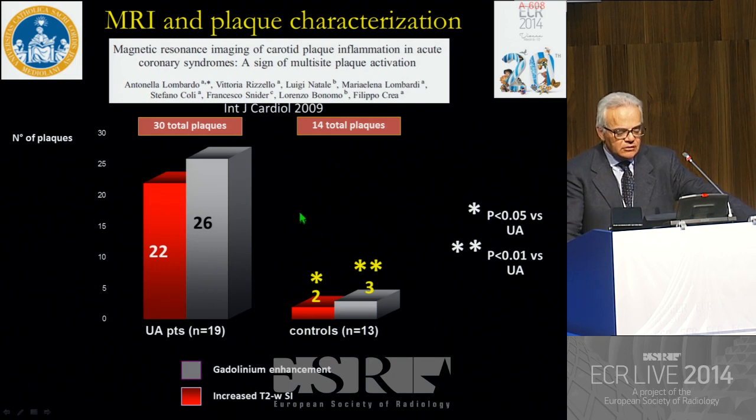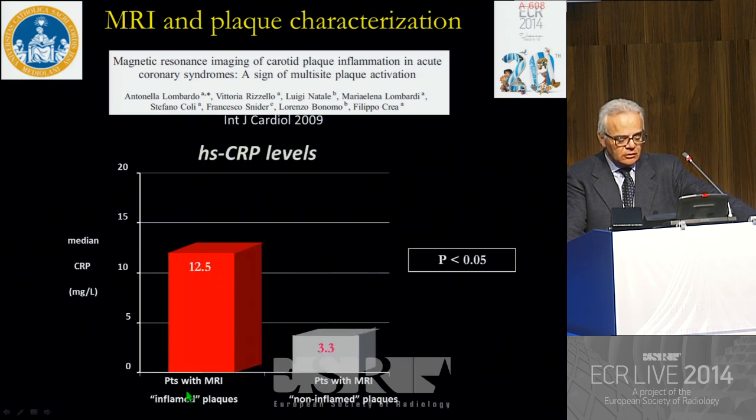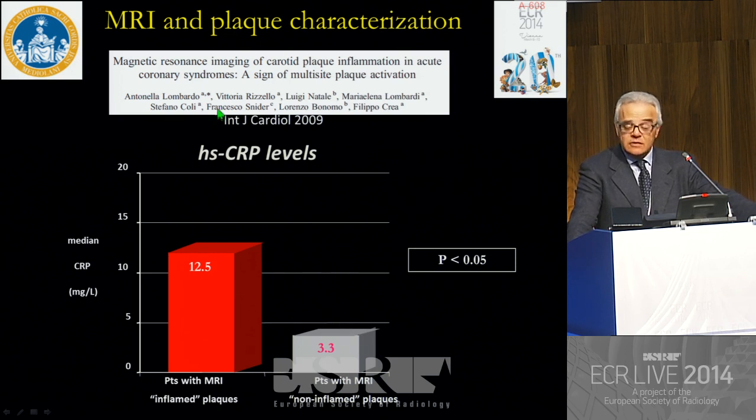And these are the results of this study, in which there is a very highly significant difference between the unstable angina patients and stable angina patients in terms of increased T2 signal intensity, meaning edema, and gadolinium enhancement, meaning neovasculature within the plaque. And moreover, patients with signs of local plaque inflammation showed, compared to patients without enhancement after gadolinium, so non-inflamed plaques, threefold levels of CRP.